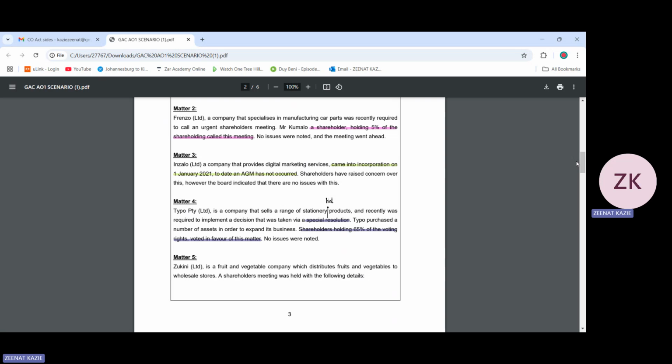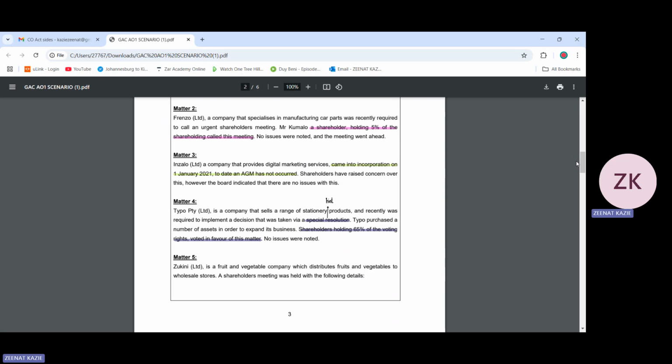Then it says Mr. Kumalo, a shareholder holding 5% of the shareholding, called this meeting. No issues were noted and the meeting went ahead. What is the problem? For a shareholders meeting to be called, it needs 10% of voting rights.